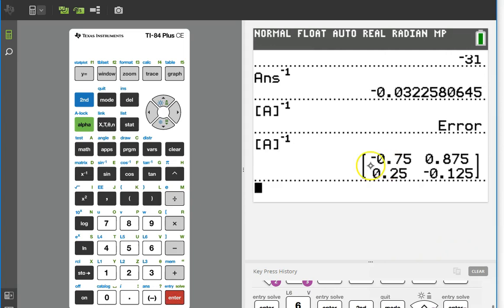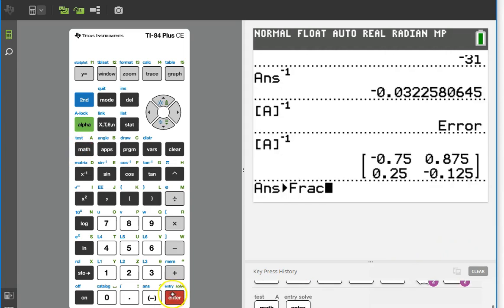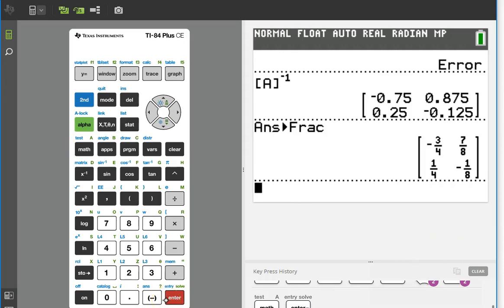Now, if I want to change that to fractions, math, enter, enter. Okay, now it's fractions. So the calculator can find the determinant for you. Everybody say that again. The calculator can find the determinant for you. The calculator can find the inverse for you. You don't need to know how to do it without a calculator. So let the calculator do the work.